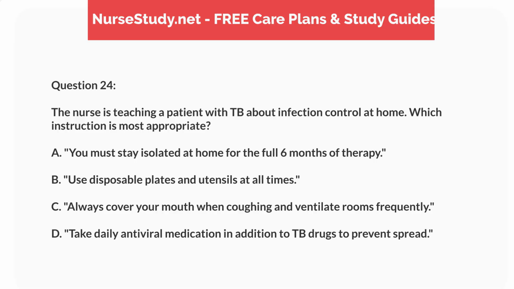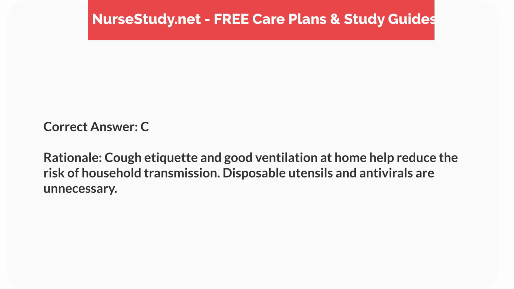Question 24. The nurse is teaching a patient with TB about infection control at home. Which instruction is most appropriate? A. You must stay isolated at home for the full 6 months of therapy. B. Use disposable plates and utensils at all times. C. Always cover your mouth when coughing and ventilate rooms frequently. D. Take daily antiviral medication in addition to TB drugs to prevent spread. Correct answer, C. Rationale: cough etiquette and good ventilation at home help reduce the risk of household transmission. Disposable utensils and antivirals are unnecessary.